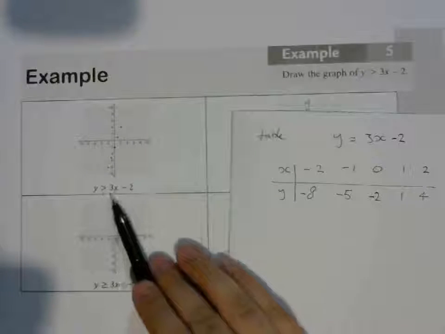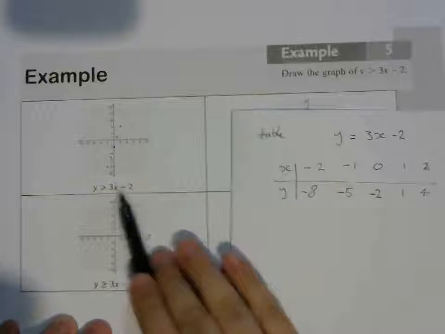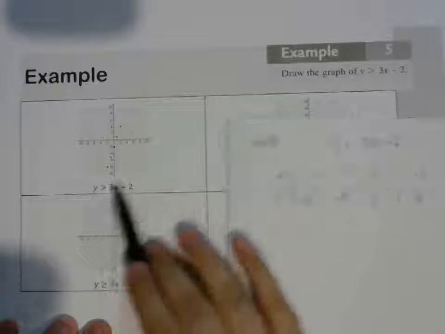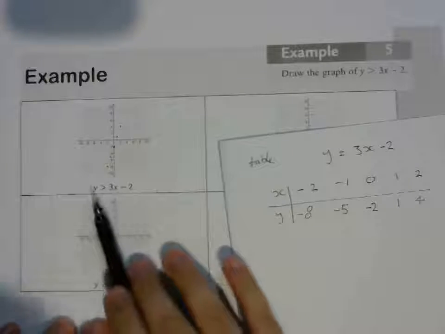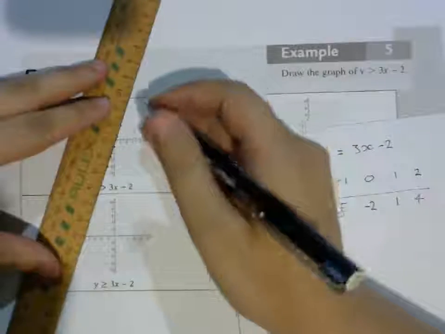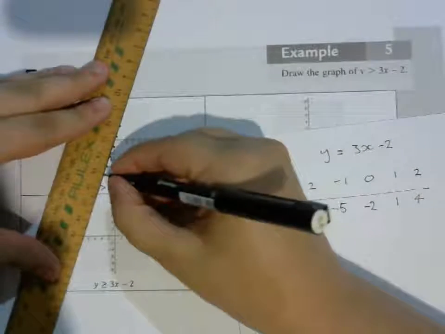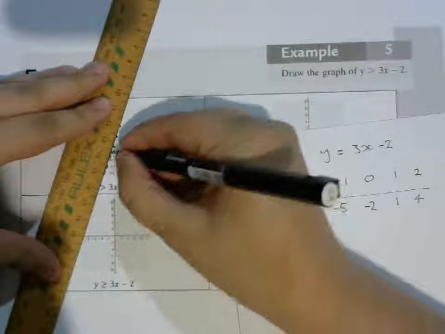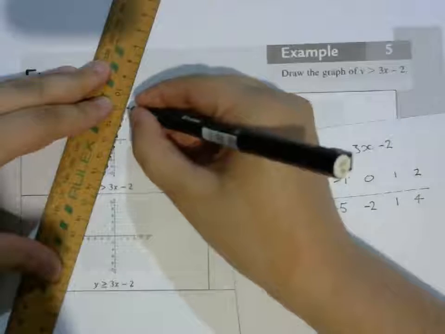Now y is greater than 3x minus 2 means that y always has to be bigger than this. So y can't equal it. It can't be less than that. It has to be greater than. Now the way I represent this with my line is that I'm going to use a dashed line to represent that y can't be any value in the line.